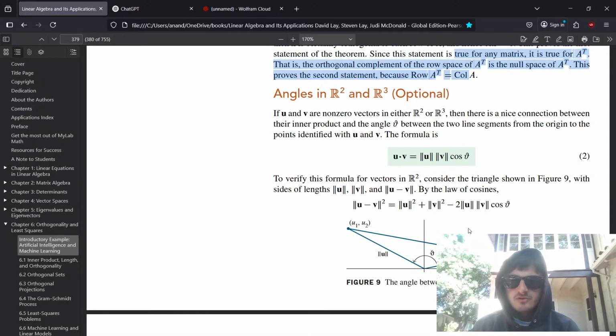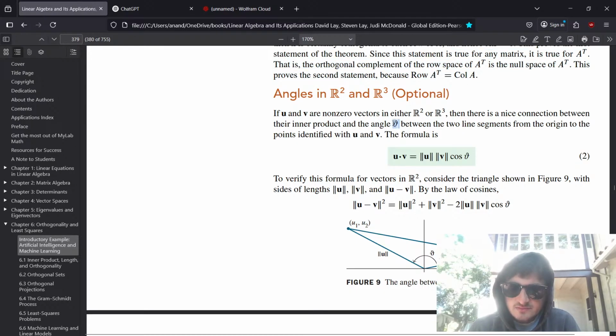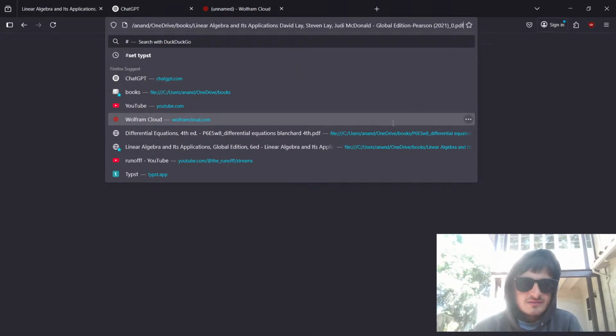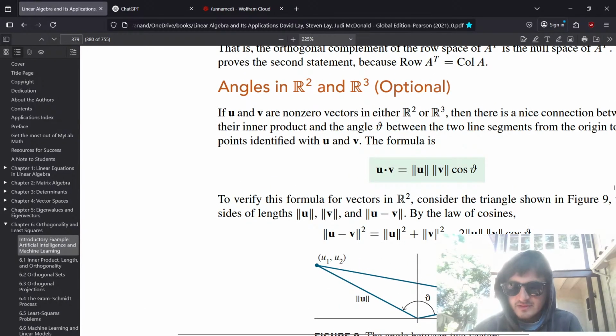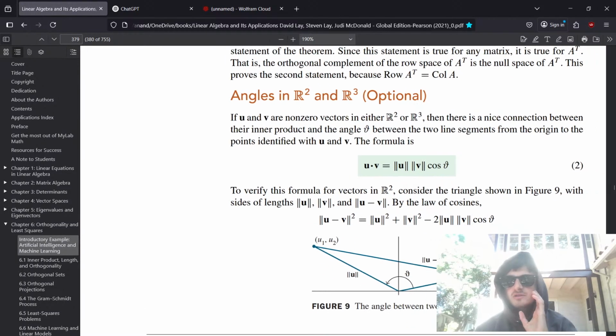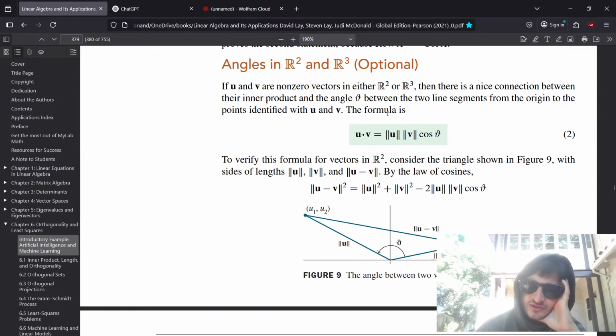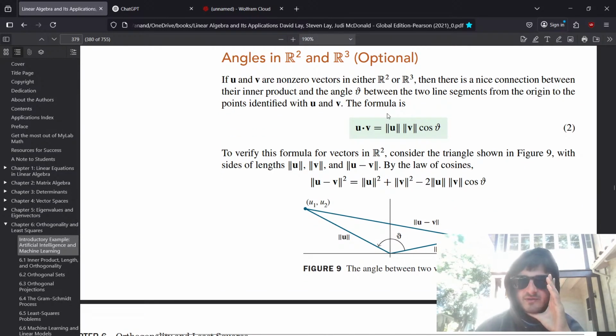Optional: angles in R2 and R3. If U and V are non-zero vectors in either R2 or R3, then there's a nice connection between their inner product and the angle between the two line segments from the origin to the points identified with U and V. The formula is U dot V equals the norm of U times the norm of V times cos theta. PDFs encode this stuff so poorly.